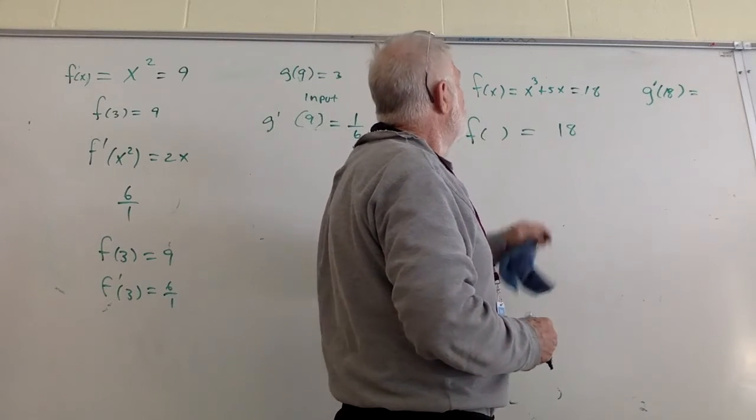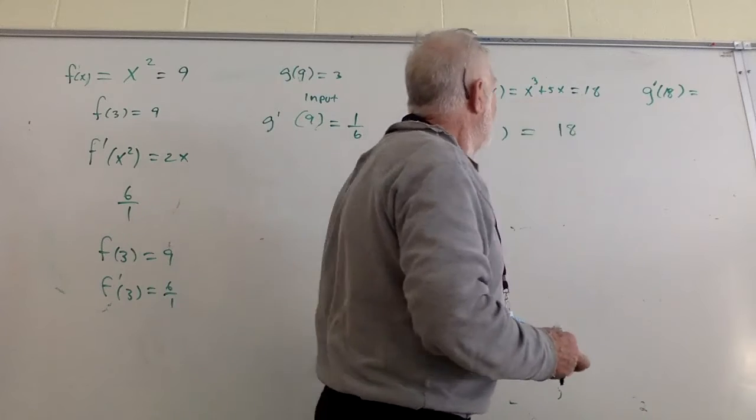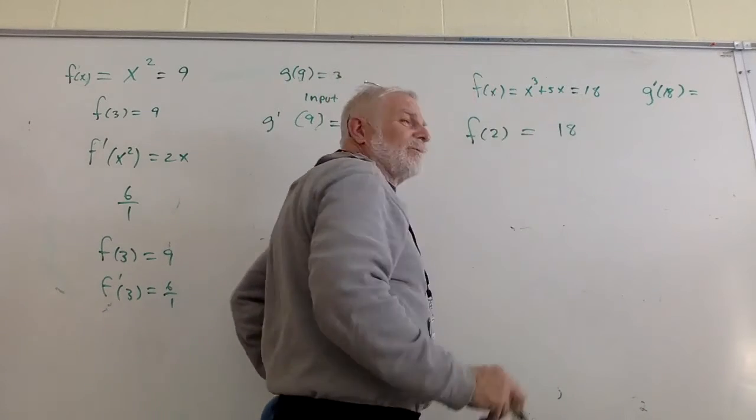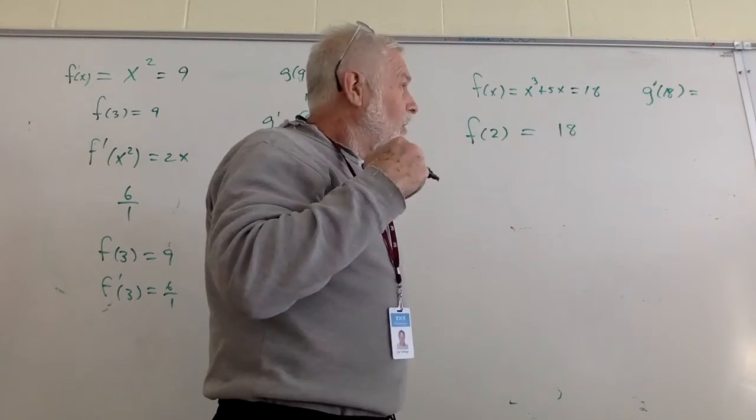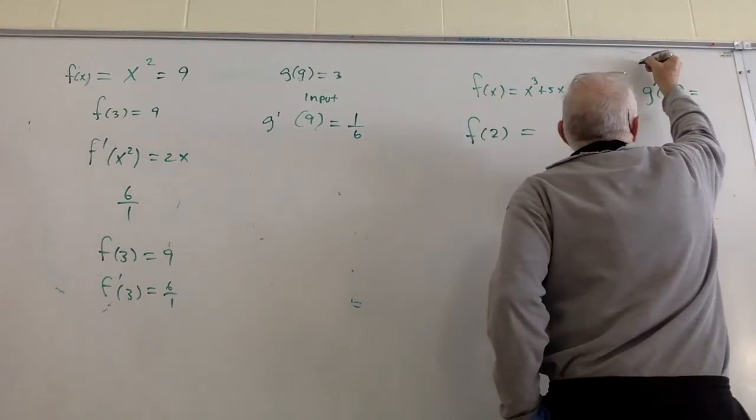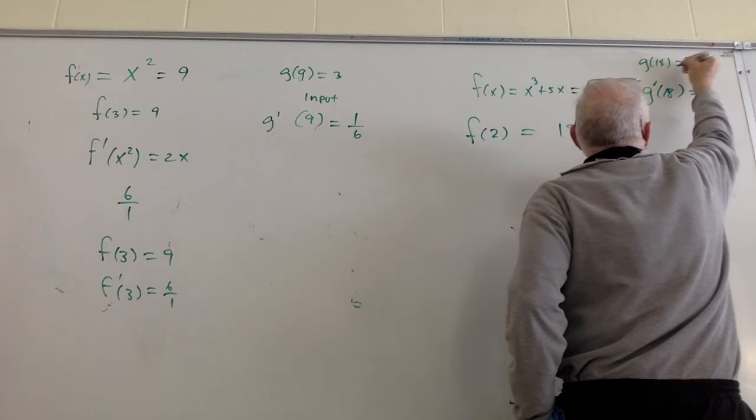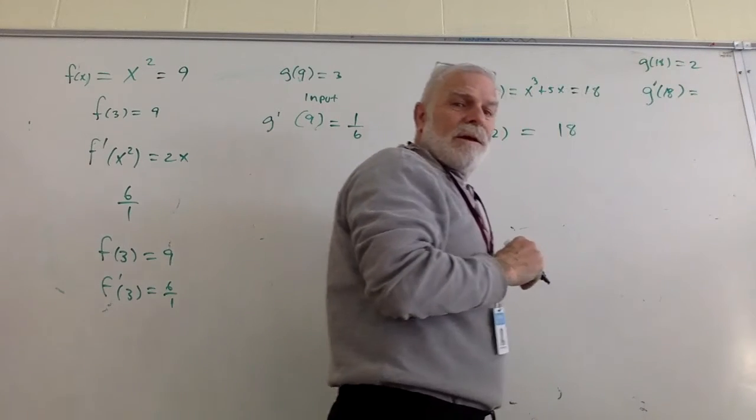How about 2? 8 plus 10. Oh, I now know that f of 2 equals 18. Well, that means that g of 18 equals 2. Did you see that? Yes.